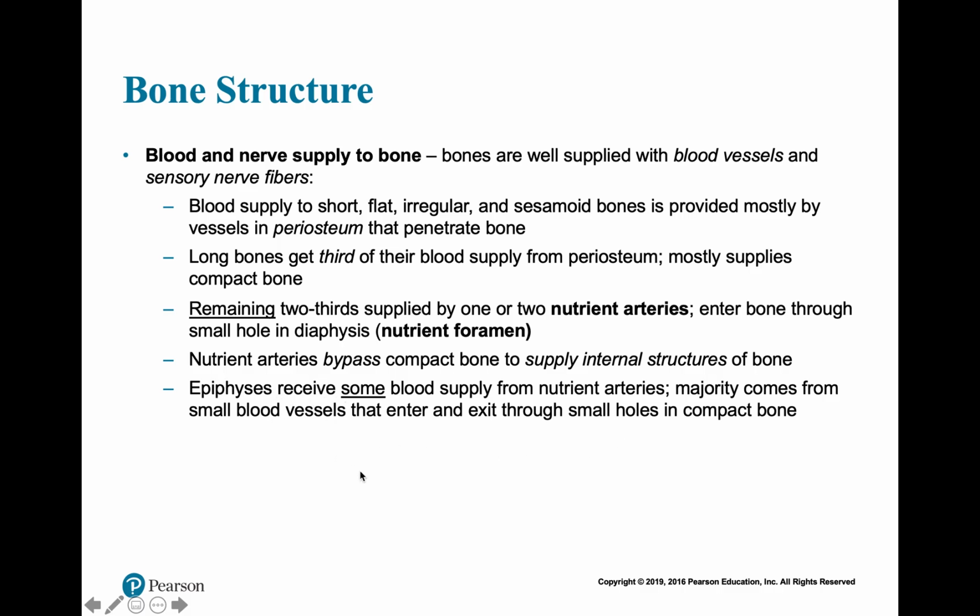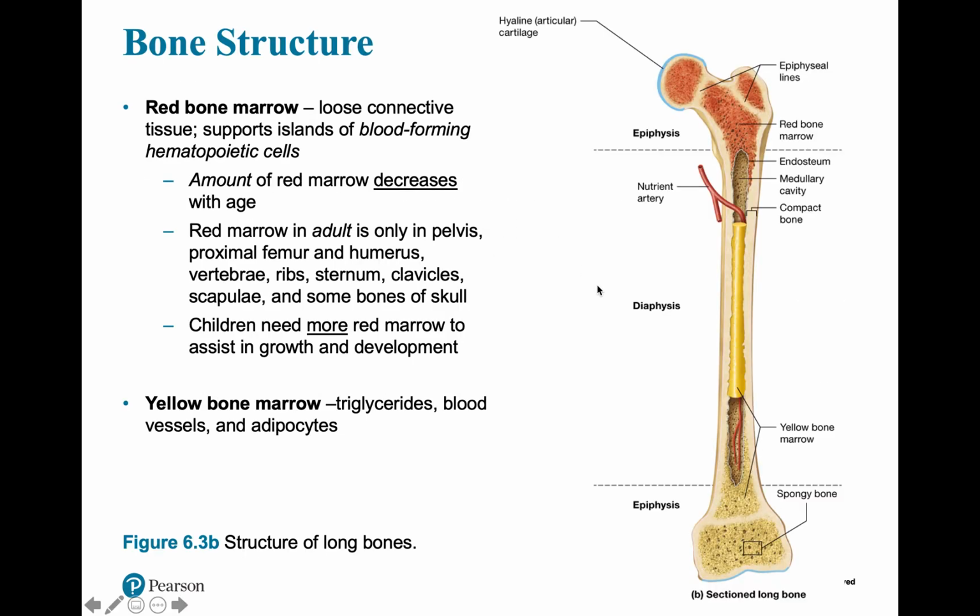For our purposes, know that the periosteum provides blood supply and nervous tissue supply. Blood vessels are allowed to enter and exit the bones through these nutrient foramen, all right? And then we'll talk about how those blood vessels split off and penetrate all throughout the bone later on in the histology section.